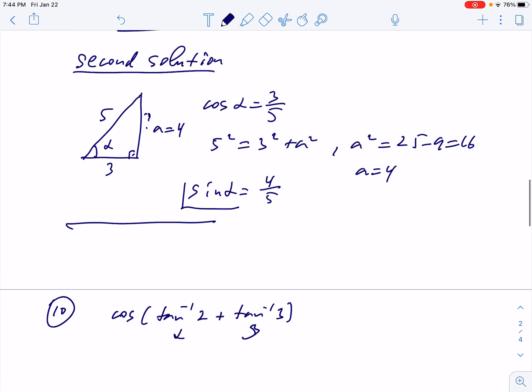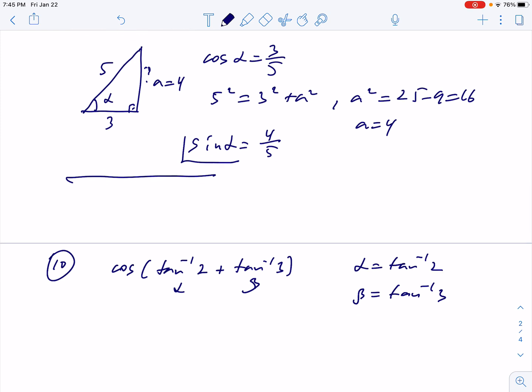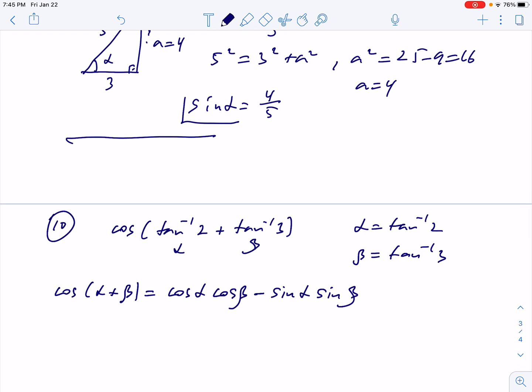So we have alpha is inverse tangent of 2, and beta is inverse tangent of 3. And now we can use a trigonometric formula for a cosine of sum of two angles. Cosine alpha plus beta will be cosine alpha cosine beta minus sine alpha sine beta. Now we have to evaluate cosine alpha, cosine beta, sine alpha, sine beta. Good practice.